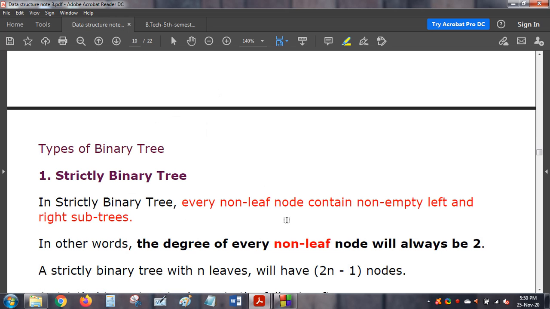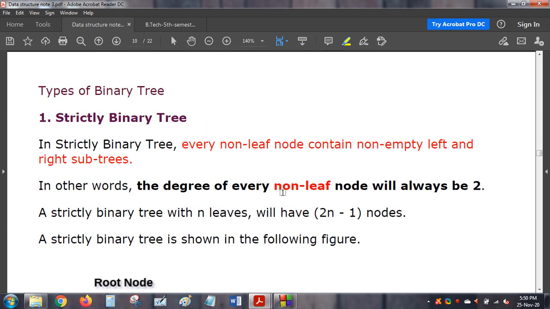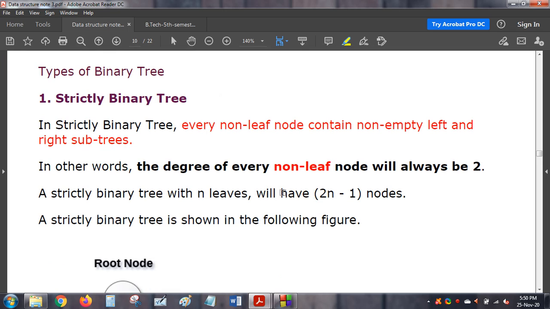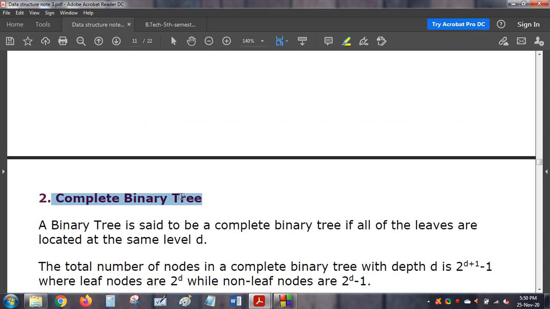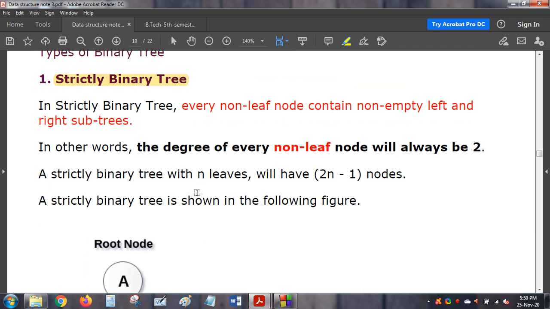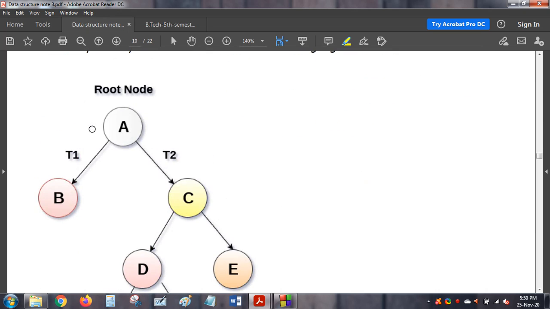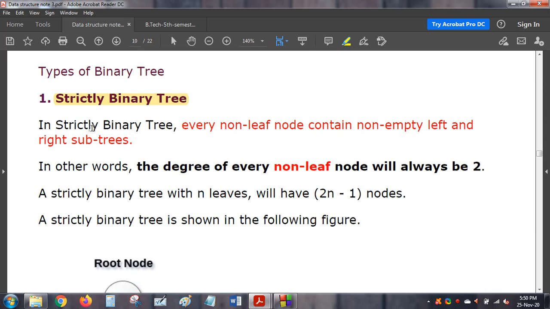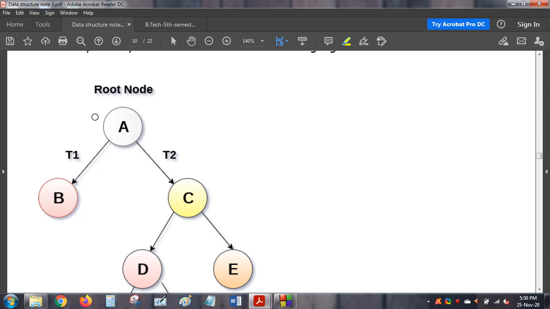Types of binary tree. There are two types of binary tree. One is a strictly binary tree and another is a complete binary tree. So what is a strictly binary tree? In a strictly binary tree, every non-leaf node contains a non-empty left and right subtree. In other words, the degree of each non-leaf node will always be 2. So in this, what is B? B is a leaf node.